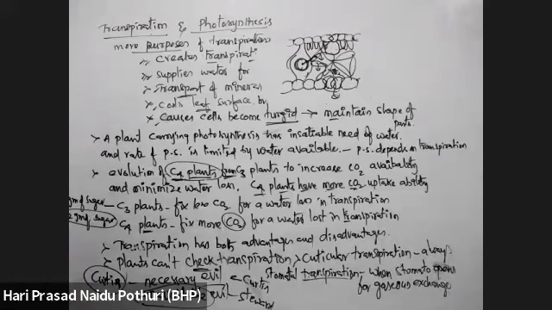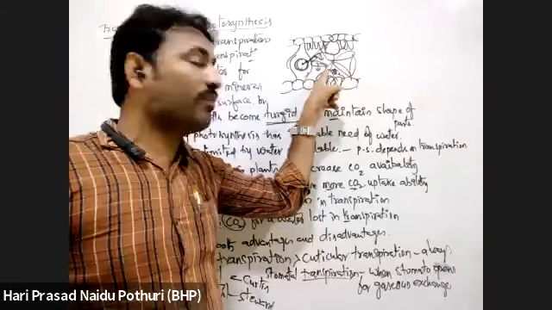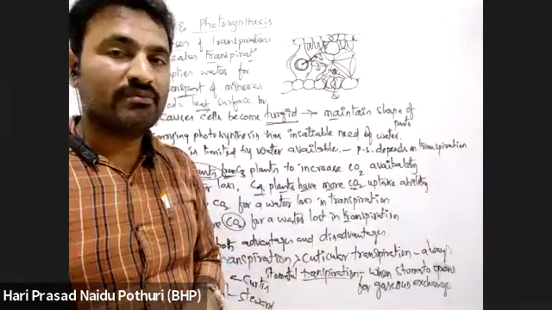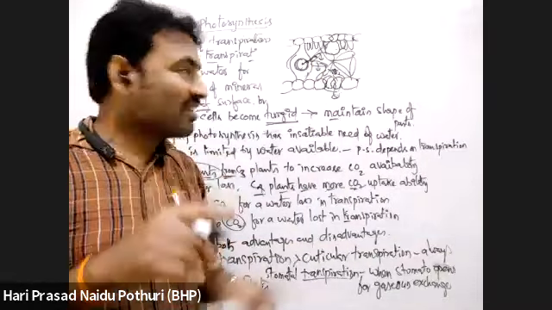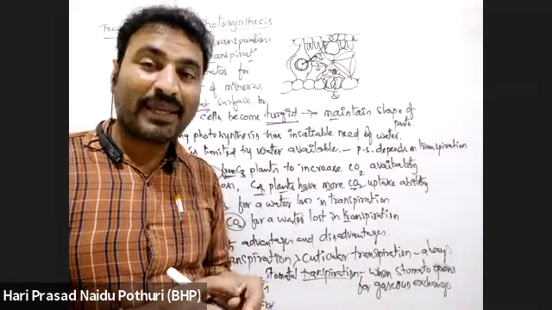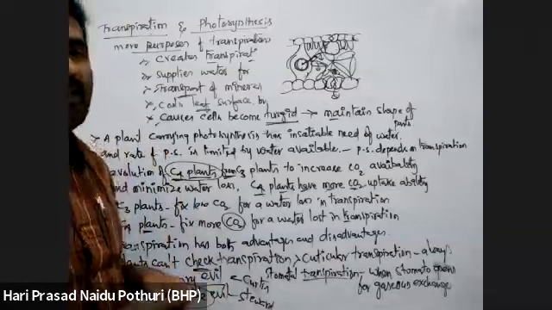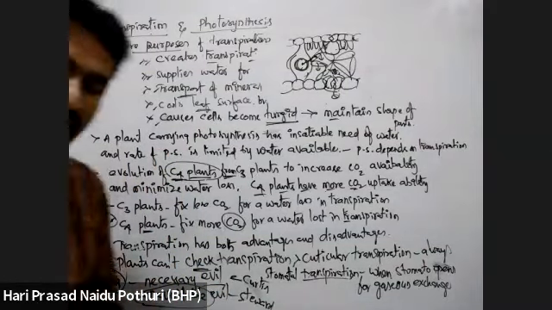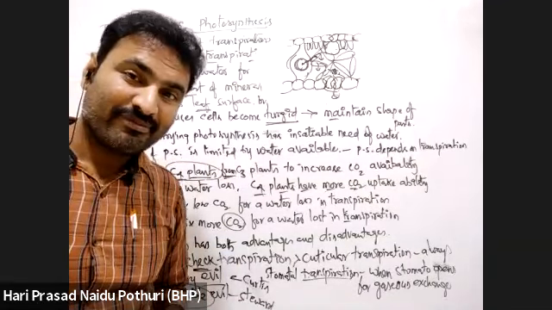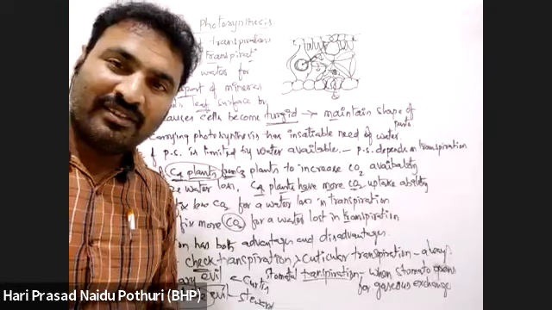Okay? Due to the loss of water in the substomatal cavity, it will take water from the adjacent cell. When water is lost through transpiration, the cell does not become plasmolyzed because the adjacent cell has water. It takes up water from the adjacent cell, so it always remains turgid. Understand? Any more doubts?